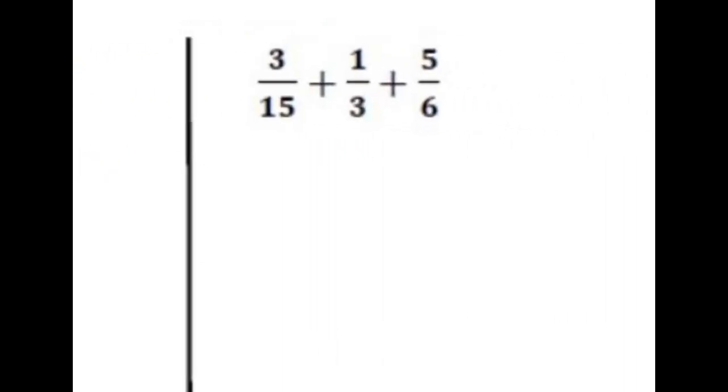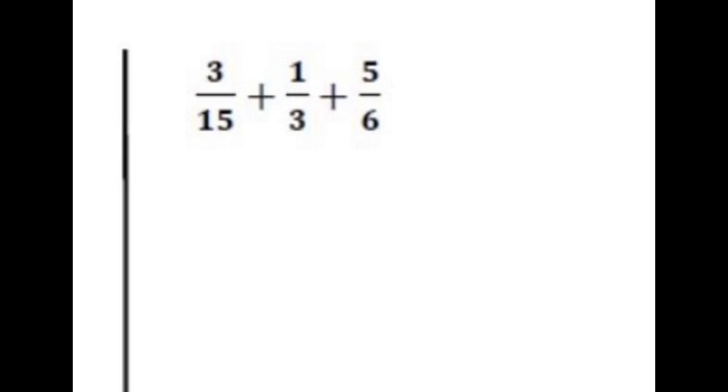This one, a little bit harder, because 3 goes into 15, and 3 goes into 6, but 6 does not go into 15. So I'm going to double 15 and I get 30. 3 goes into 30 and 6 goes into 30. So 30 is our common denominator. Change it to 30s, change it to 30s, and change it to 30s.